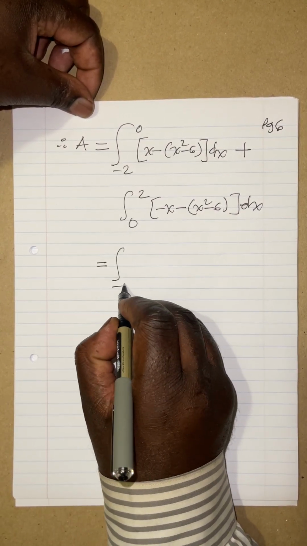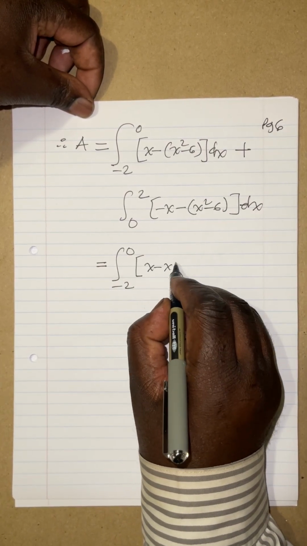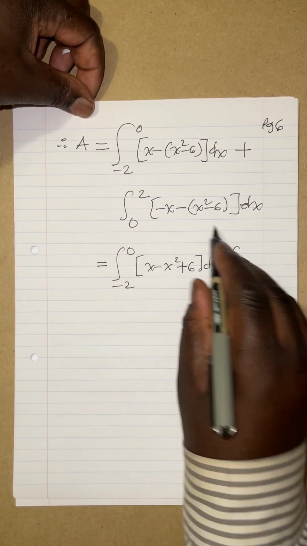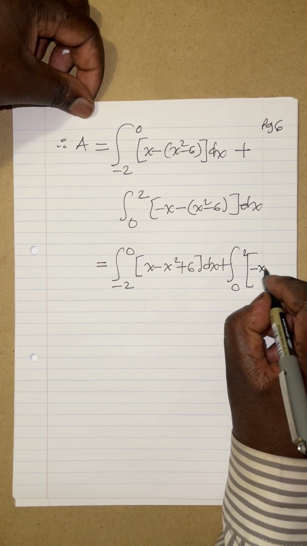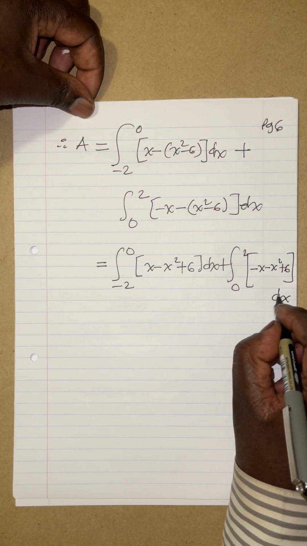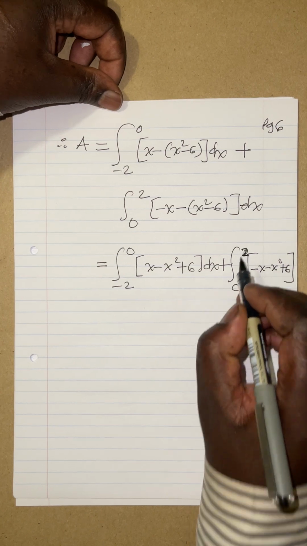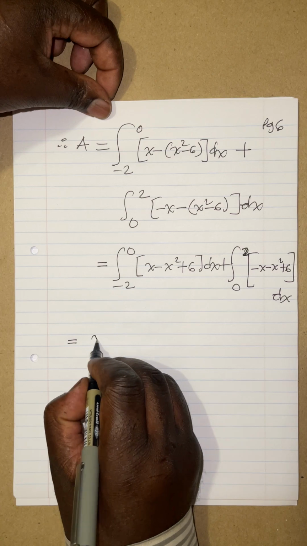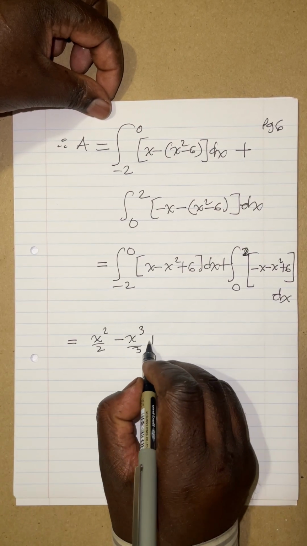The integral from minus 2 all the way to 0. Expand the brackets there. We have x minus x squared plus 6 dx plus the integral, here now, 0 up to 2. Expand that, it will be minus x squared plus 6 dx. Fantastic. Now, let's integrate that part. Let me stretch this back a bit. That will be x squared over 2 minus x cubed over 3 plus 6x.